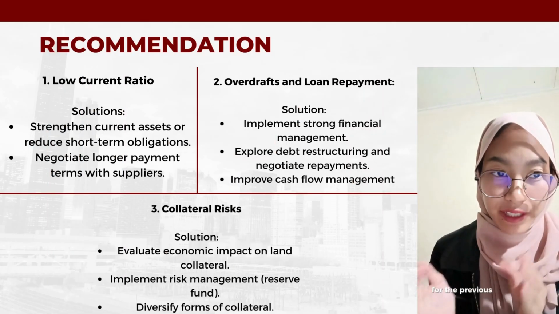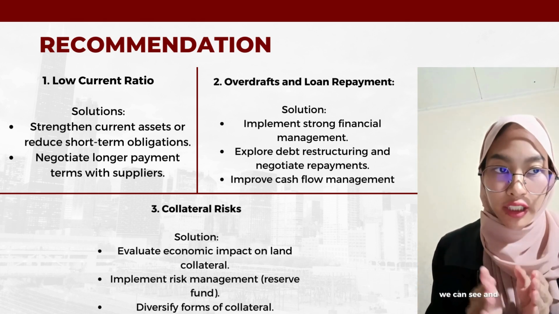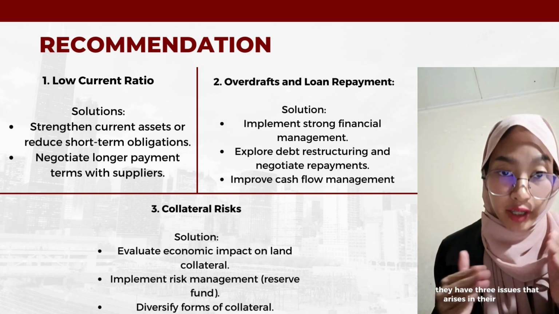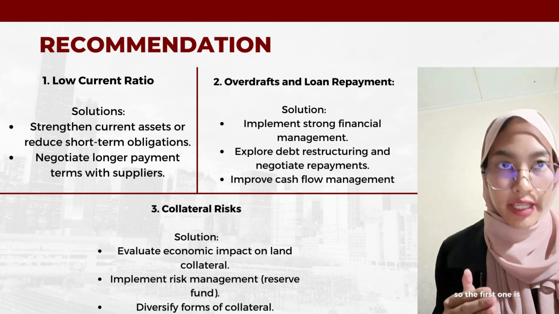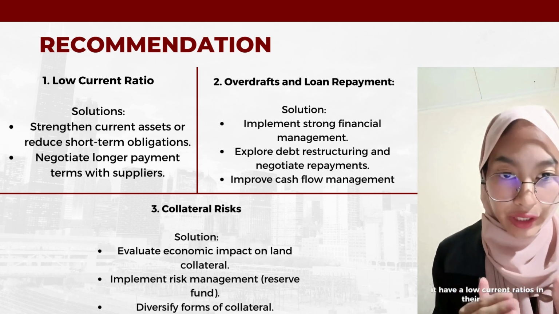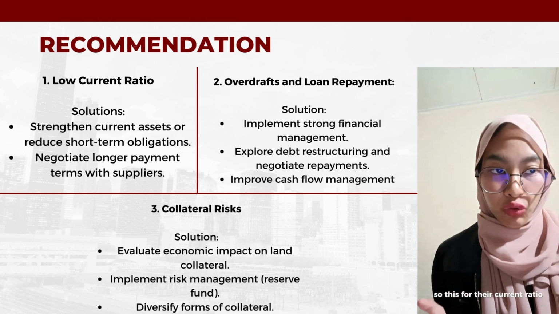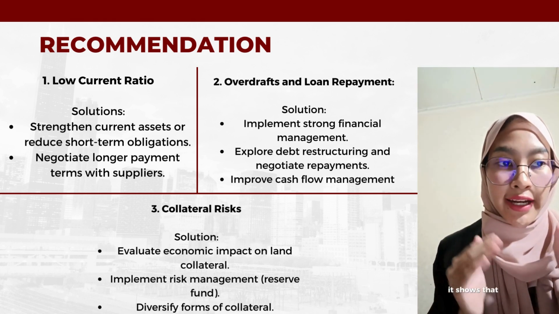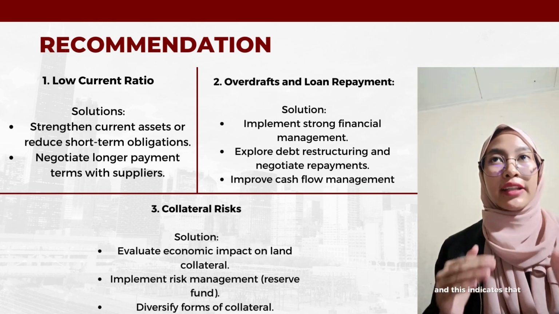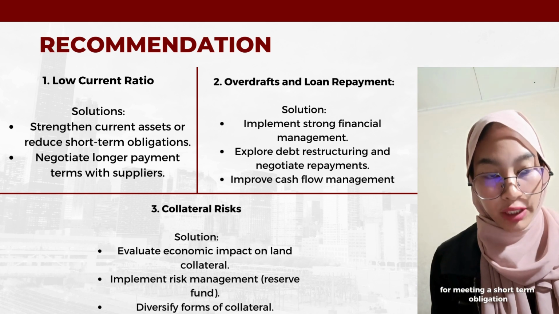Okay, for the previous part that my friend already presented, we can see and recognize that they have 3 issues that arise in their company. The first one is a low current ratio. Their current ratio has been consistently below 1, and this indicates that they have difficulty meeting their short-term obligations.